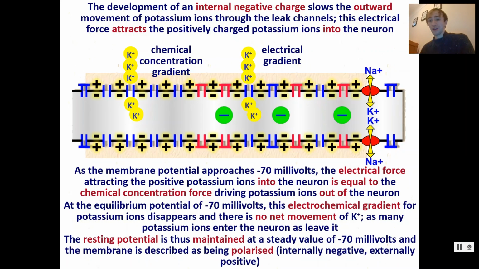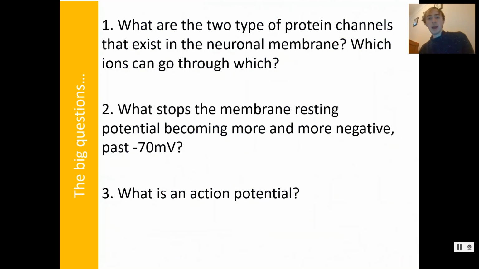And this is how we rest. We keep pumping any sodium ions that are created inside the cell via chemical reactions and released out. We keep pumping potassium in, and potassium keeps moving out, and so we reach equilibrium, we rest at minus 70 millivolts. Now, three questions there. Again, pause me.